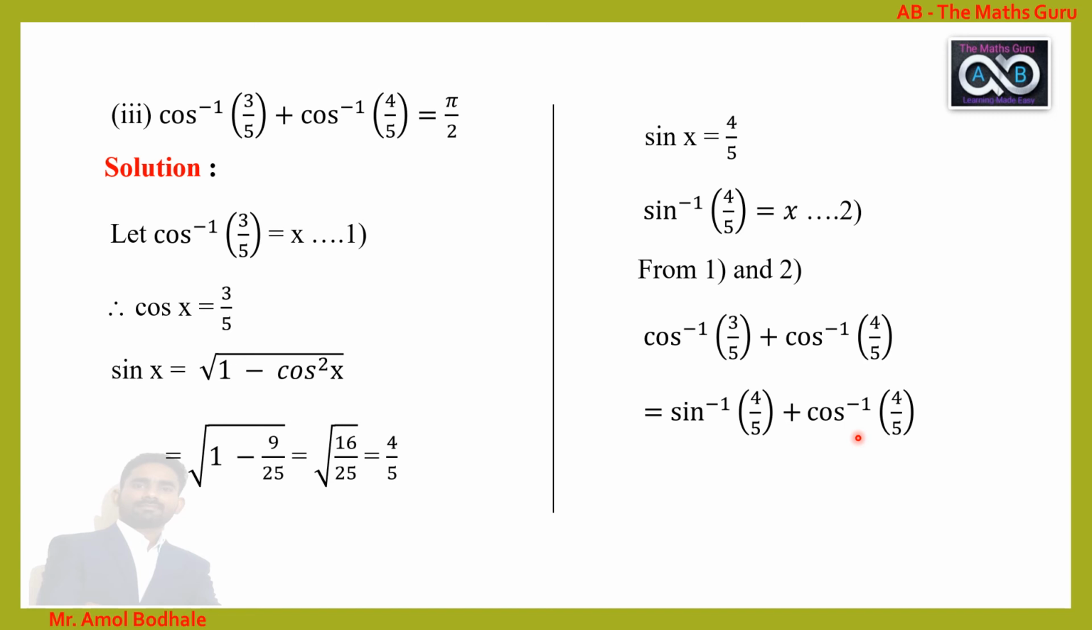Now we can use the identity sin inverse of x plus cos inverse of x, where x lies between minus 1 and plus 1. So we can use the identity, which gives pi by 2, since sin inverse of x plus cos inverse of x equals pi by 2. So in this way we can prove cos inverse of 3 by 5 plus cos inverse of 4 by 5 is pi by 2.